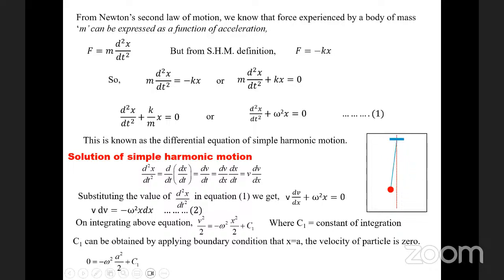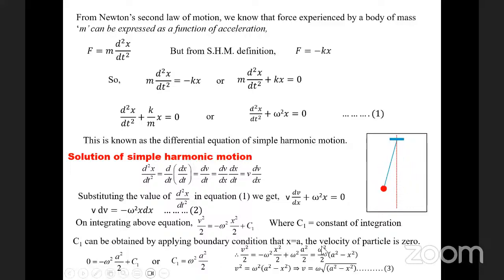So by applying this condition, v value is 0, substitute here. V value 0 equals minus omega square times x, where x equals a, so a square by 2, plus c1. So you can easily get the c1 value as omega square a square by 2. Substitute in the above equation. So that v square by 2, same equation.